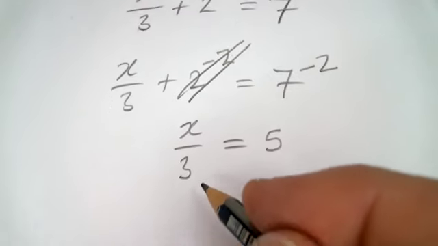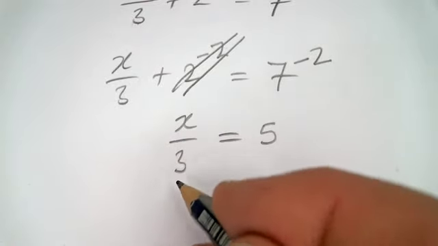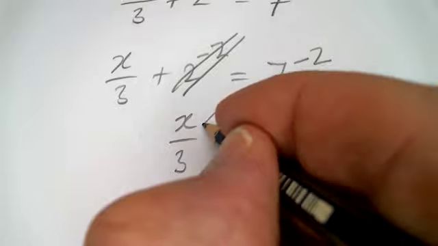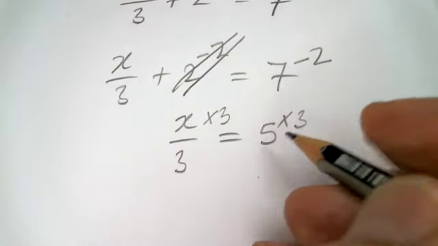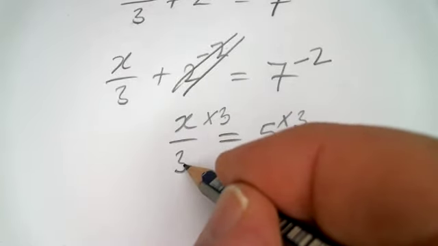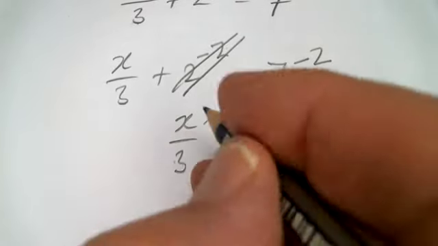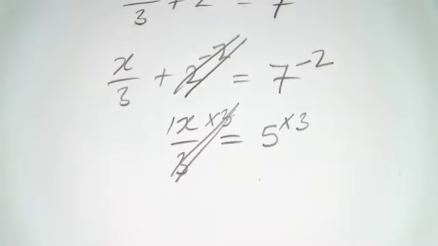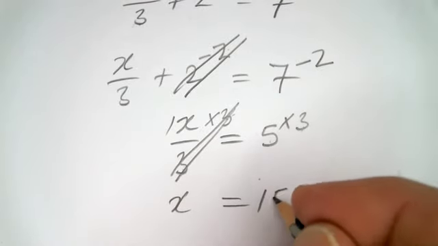And now I'm left with x divided by 3. Well, I want to undo the divide by 3. To undo a divide by 3, I multiply by 3. Now, of course, with the 3 on the top and the 3 on the bottom, 3 divided by 3 is 1, and 1 times x is just x. So 5 times 3 is 15.